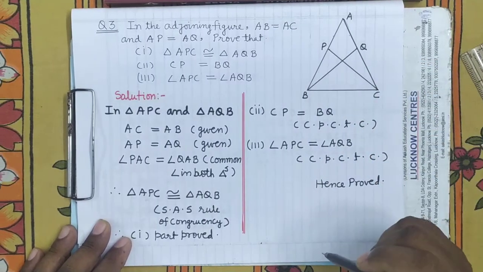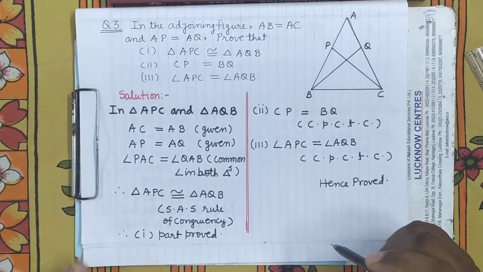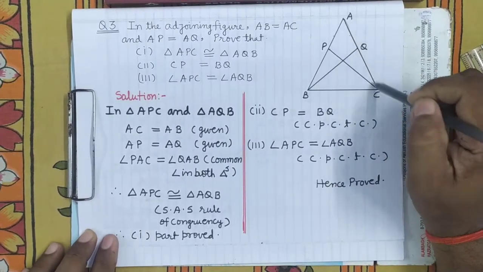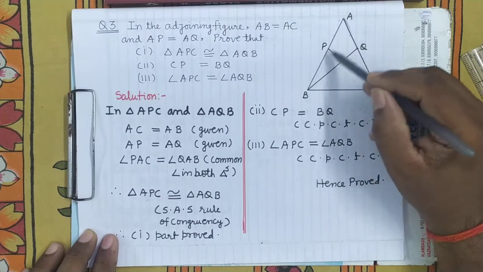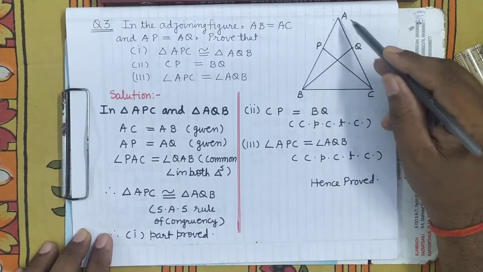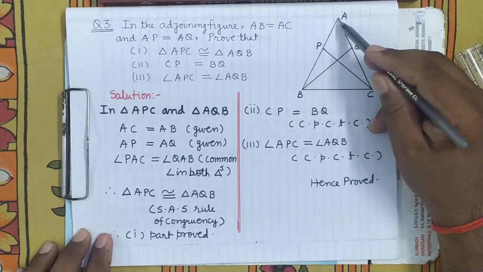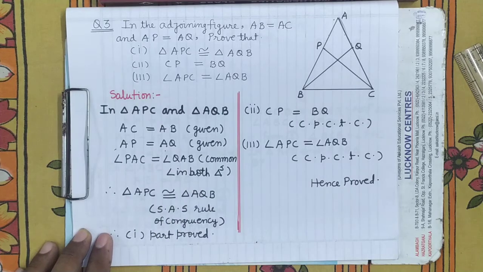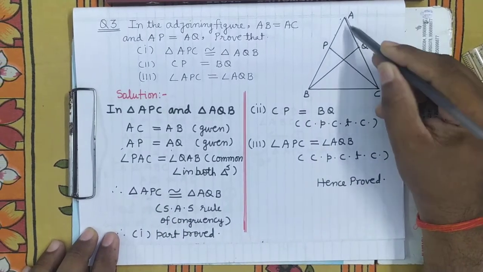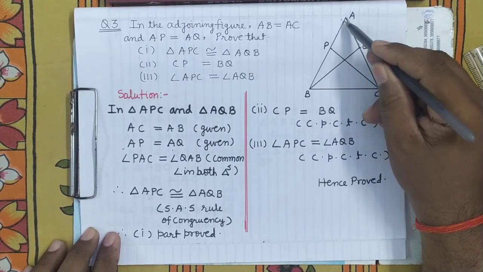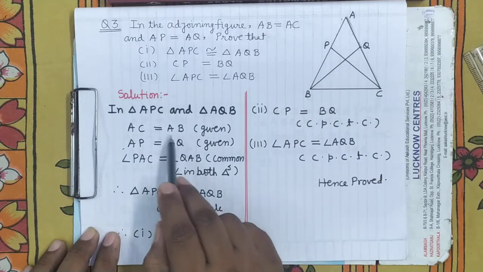This is given. Is it clear? Take one triangle as triangle APC and the other as triangle AQB. In triangle APC, AP is given equal to AQ of the other triangle. This is already given. Then in triangle APC, AC is given equal to AB.